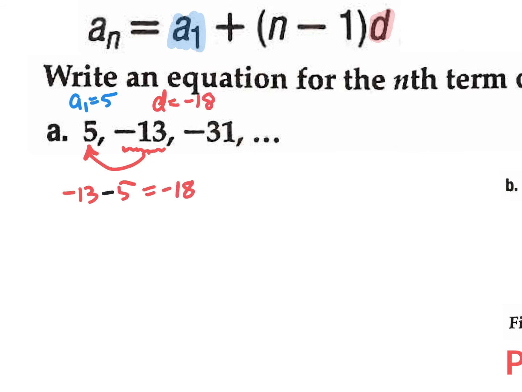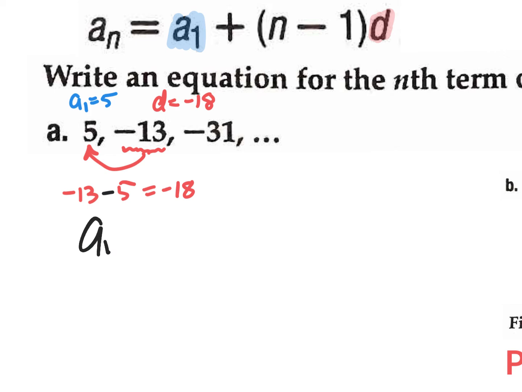Now, I'm telling you it's arithmetic. If you want, you could double check and go negative 31, take away a negative 13. It'll also be negative 18. So that common difference is negative 18. So we're going to take the 5, the first number on the list, put it here. That negative 18, put it there. And then we're going to distribute and combine like terms, and that will be our a sub nth rule.